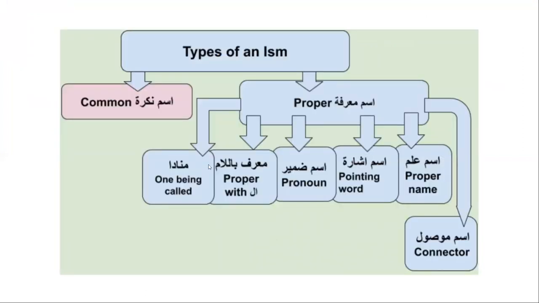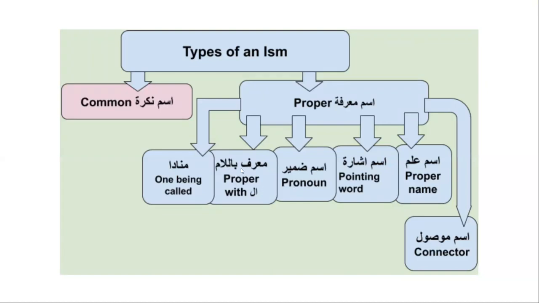So this is the diagrammatic presentation of the same thing that we did. There are two types of ism: ism nakira, common ism, or ism marfa, proper ism. Then we have ism alam. Ism alam means proper name. Ism ishara, pointing word. Ism zamir, pronoun.